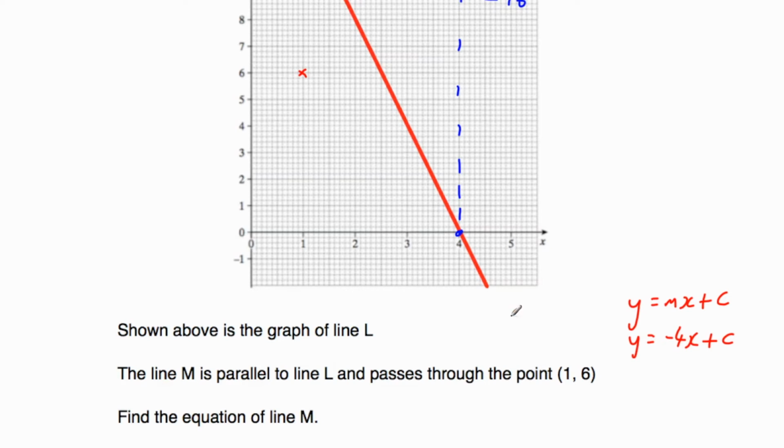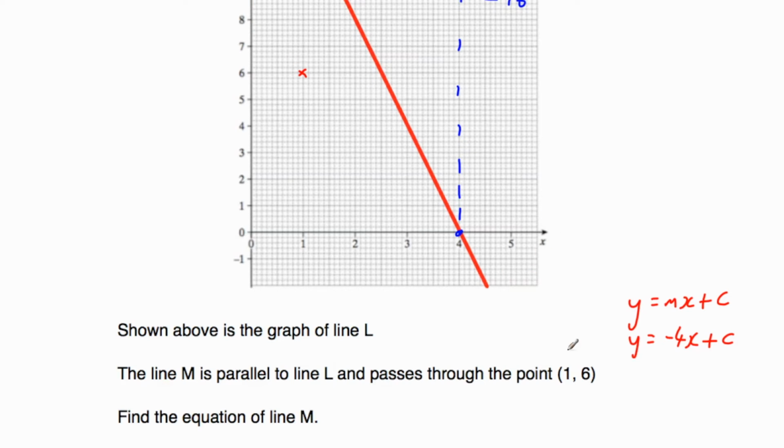So we want to find where our line M crosses the y-axis, that y-intercept. Now I've been told a point, which is the point (1, 6), this point. So again, we could get our ruler and draw a parallel line and just see where it crosses the y-axis. Or we could use that approach where we know the gradient's equal to minus 4, so we can go across 1, up 4, and we'll see that that's 10. I like that approach, actually, it's quite nice.